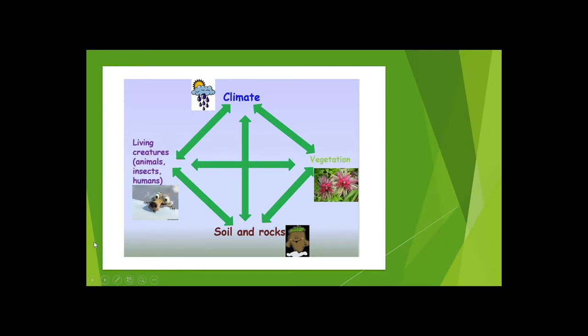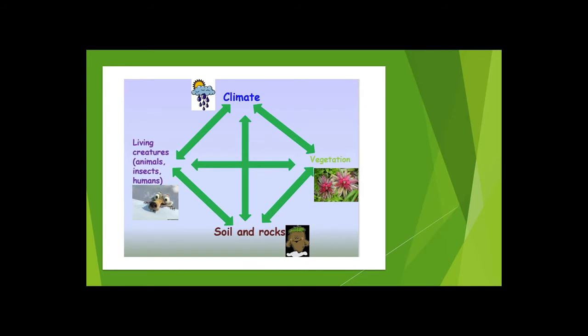Okay, so we're going to be looking at the rainforest itself, the structure, why it looks the way it does, how it works. So there's four key parts in the rainforest that decide how it looks, how it feels, how it's run. You have the climate, which we've looked at in previous lessons, and we've worked out that it's very warm and it's very wet. You have vegetation, soil and rocks, and living creatures, so animals, insects, humans.